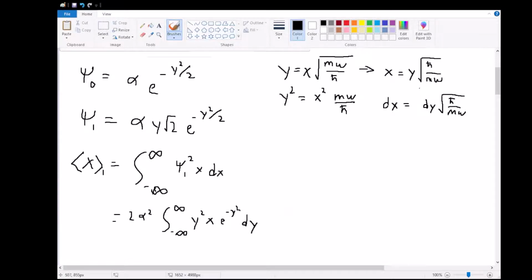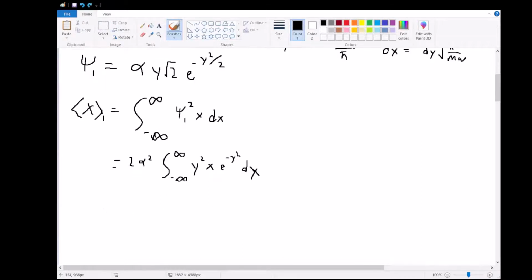If we then do a switch of variables from x to y, we have, this is dx, not dy. We have an x term and a dx term. Both of these contribute a square root of h bar over m omega. So this becomes equal to 2 times alpha squared times h bar over m omega times the integral from negative infinity to infinity of y cubed times e to the negative y squared dy.